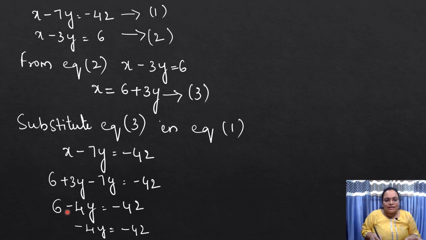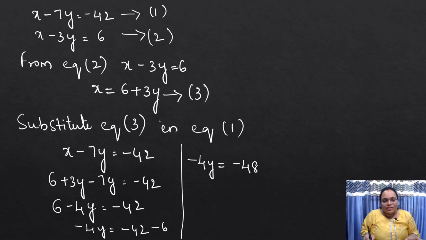If I get plus 6 from LHS to RHS, it becomes minus 6. So this will be minus 4y is equal to minus 48. So from here we will find the value of y, which is minus 48 divided by minus 4, which is 12. So what is the value of y? The value of y is 12.